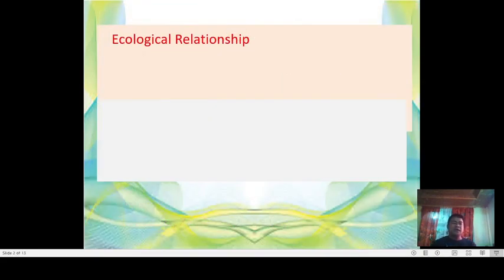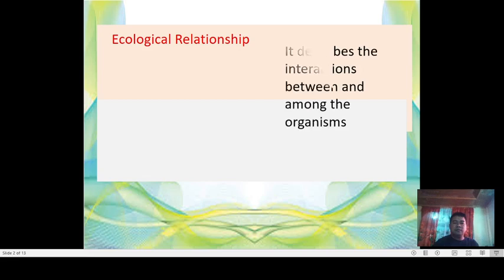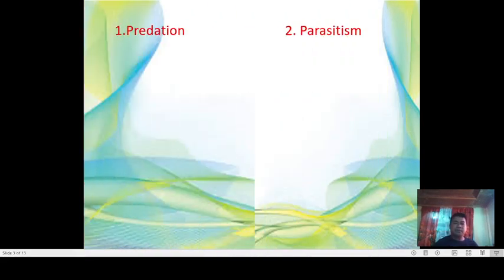So what is an ecological relationship? It describes the interactions between and among the organisms within their environment. We have 5 types of ecological relationships.